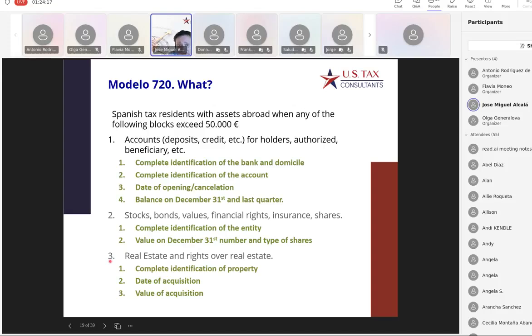And the third block is related to the real estate, to the properties we may have outside of Spain. Here, we are going to use the purchasing price of this property. And if we have 1, 2, 3 properties, we will sum this purchasing value, and if the sum of all these properties' values is more than 50,000 euros, we will have to declare every property, all the properties, in a 720.